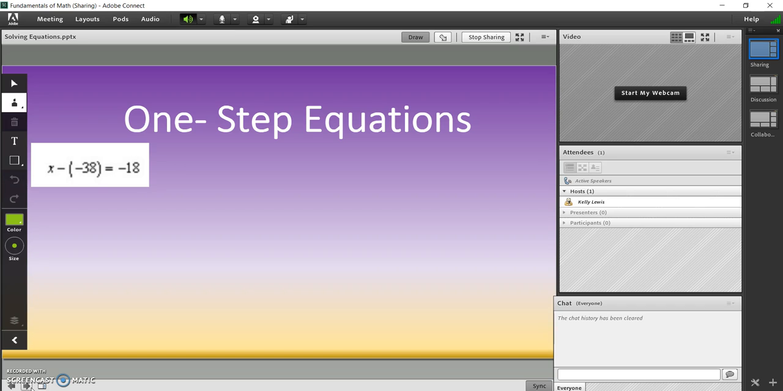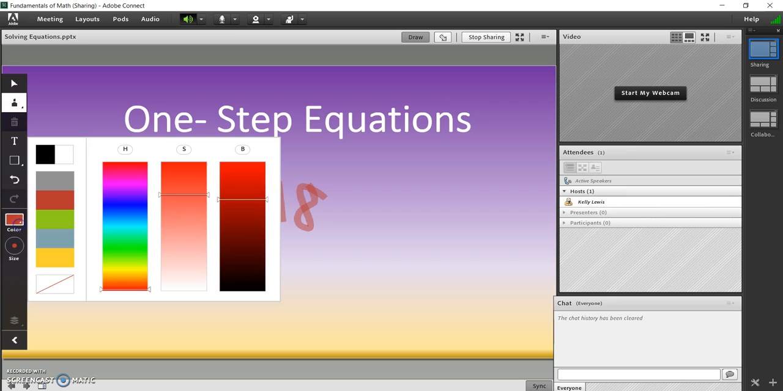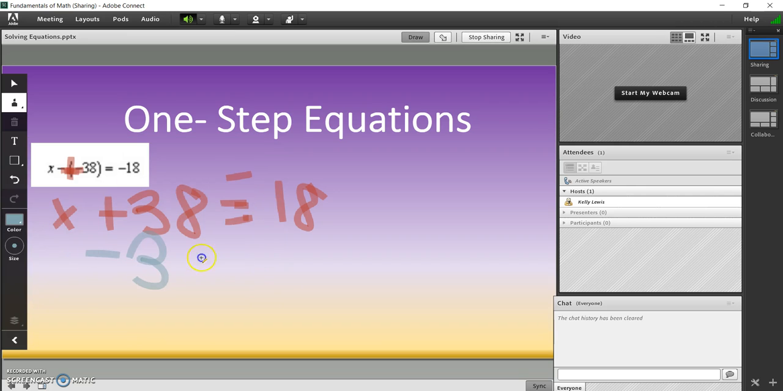All right, remember, minus a negative, if they're next to each other, is the same as plus a positive. So this is the same as x plus 38 equals negative 18. That 38 is being added. The opposite operation of addition is subtraction. So I'm going to subtract. These guys are going to cancel because that's the whole point. I need x all by himself.